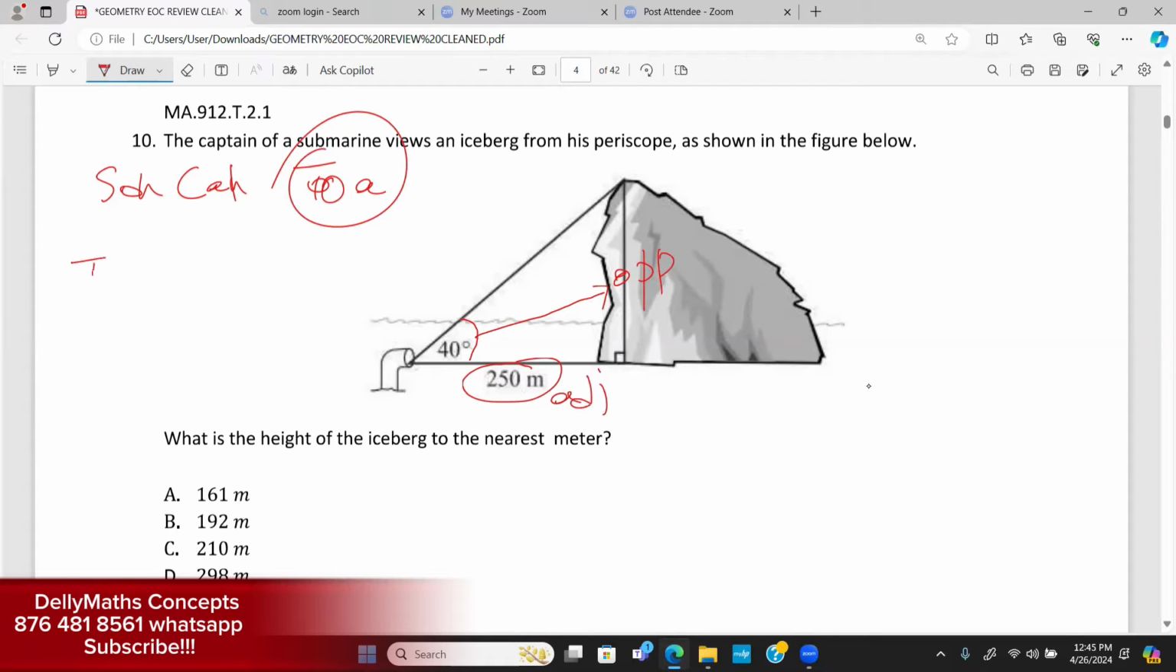So let us deal with it. The tangent of the angle, which is 40 degrees, is going to equal the opposite side. I'm going to call this x over 250, which means if I multiply both sides by 250, then it's going to tell us the height of that iceberg. So 250 times tangent of 40 degrees is going to take us to about 209.7, which is about 210 to the nearest meter. C is our answer right there.